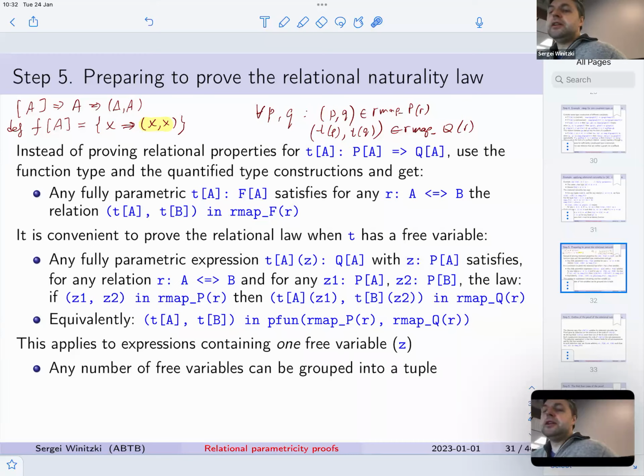And the result is that we are going to formulate the relational parametricity law with a free variable, let's call it z. So then we will write the expression like this: T of A of z, so that z is used inside T. So this entire expression has type Q of A, but z is a variable of type P of A, where P of A is a different type constructor. And the z is used in some way to build up the expression T of A. Just like here, the variable x has type A, and it's used to build the tuple x x.